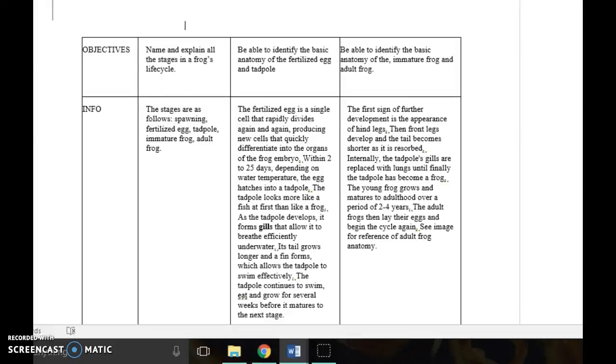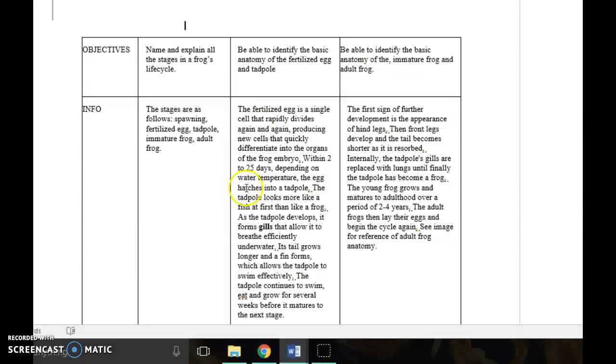So I decided to record my lesson plan that I created for assignment 2. Here are the objectives. Name and explain all of the stages in a frog's life cycle. Be able to identify the basic anatomy of the first fertilized egg and tadpole, and be able to identify the basic anatomy of the immature frog and adult frog.